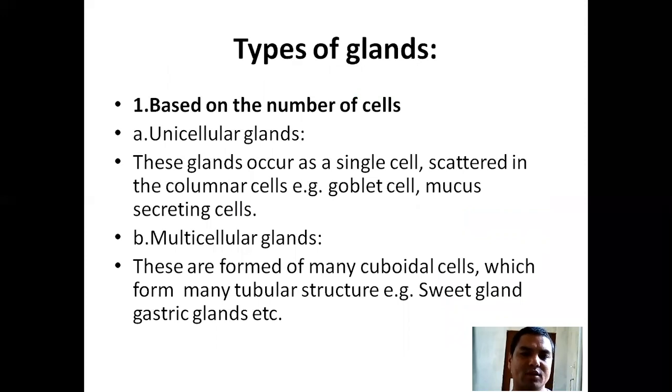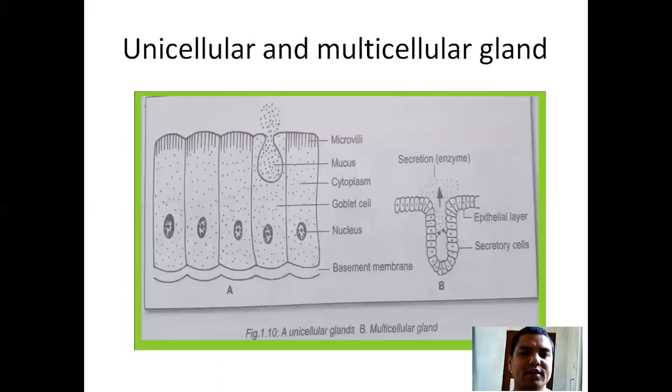Types of gland. Based on the number of cells, there are 2 types of gland: unicellular glands and multicellular glands. Unicellular glands consist of a single cell, like the goblet cell and mucus secreting cell. Multicellular glands consist of numerous cuboidal cells. They are present in the sweat gland, gastric gland, etc. You can see the figure of unicellular gland and multicellular gland here.